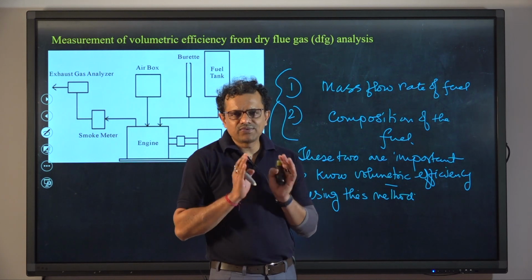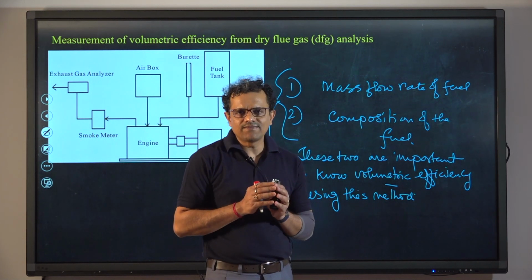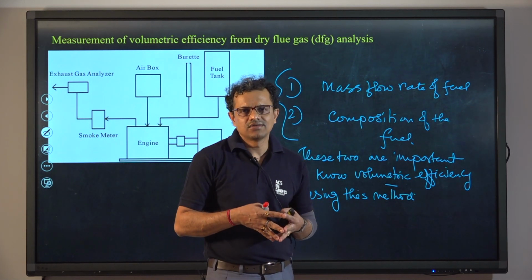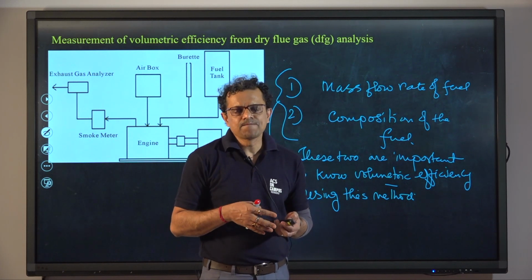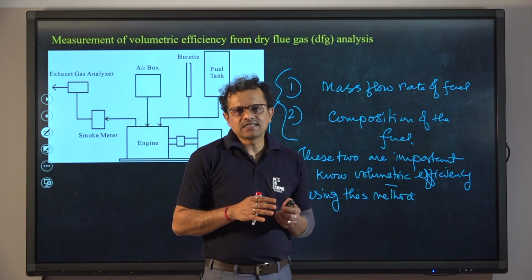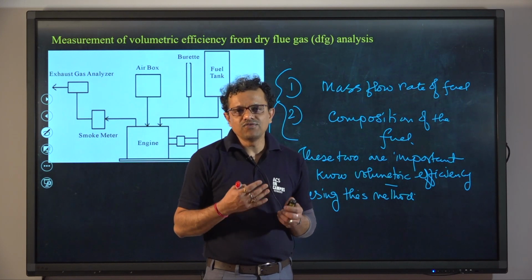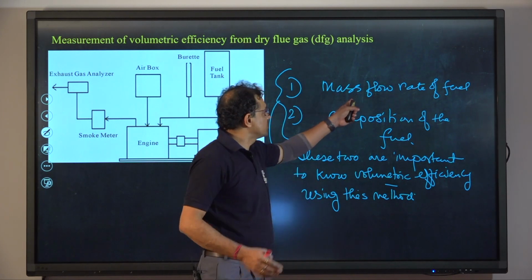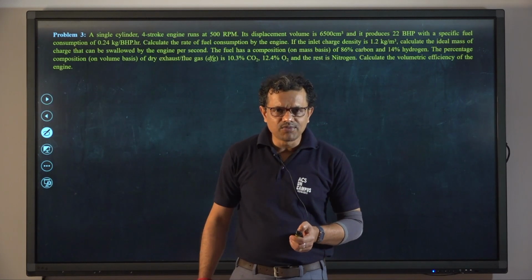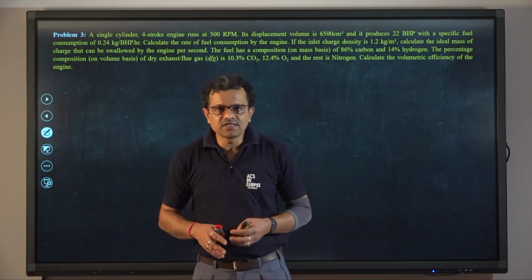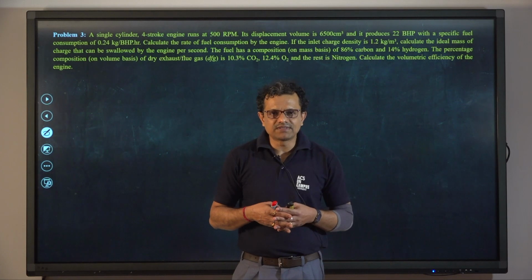Essentially we have to analyze the hot flue gas or dry flue gas, or the combustion gases or exhaust gases that come out from the engine, and based on this analysis we can quantify volumetric efficiency provided we know the mass flow rate of fuel and composition of fuel. So, let me solve one numerical problem. Let us first read this problem statement.